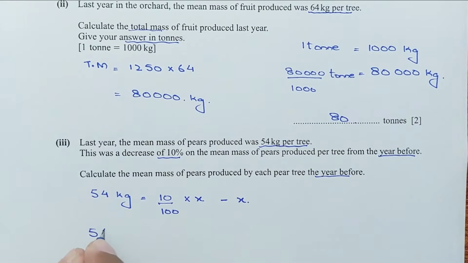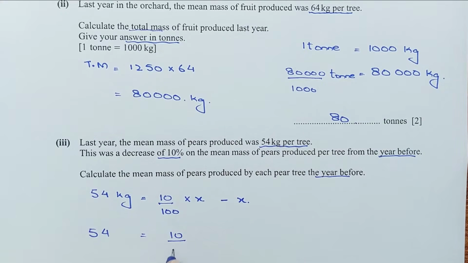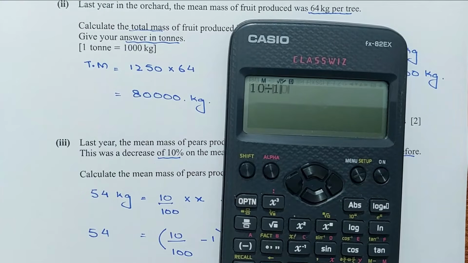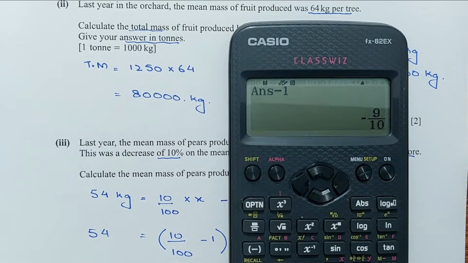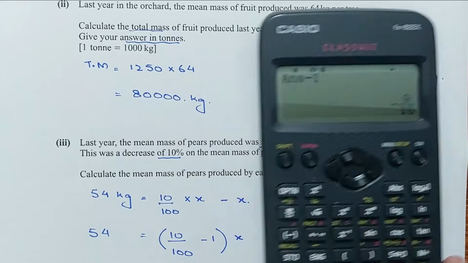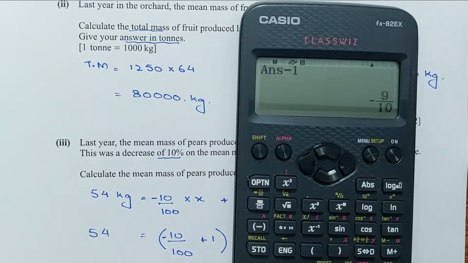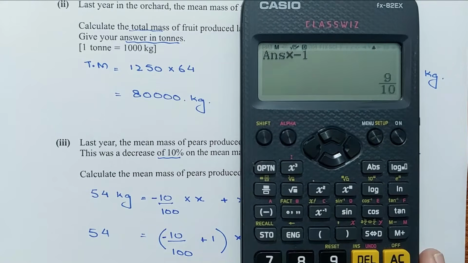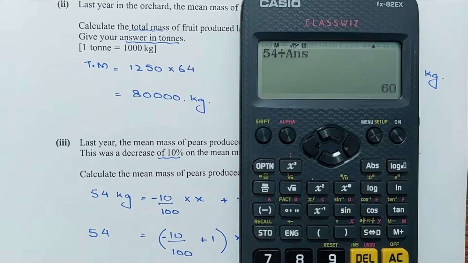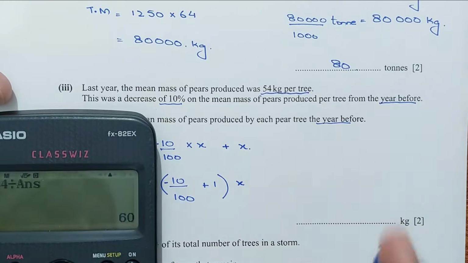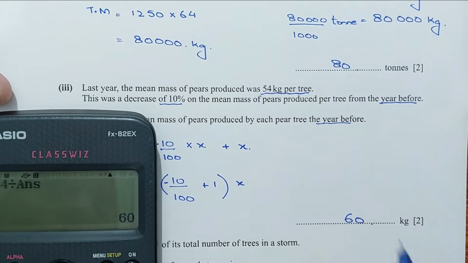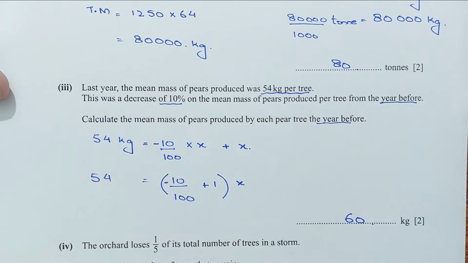So this is 54. This should be 10 over 100, subtract 1, times x. Simplify. 10 over 100, subtract 1. Okay, sorry, this is a decrease, so this quantity is subtracted from the total. So times by -1 to make it positive, right? 54 divided by the answer. This is 60. So the year before, the mean mass produced was 60 kilograms per tree.